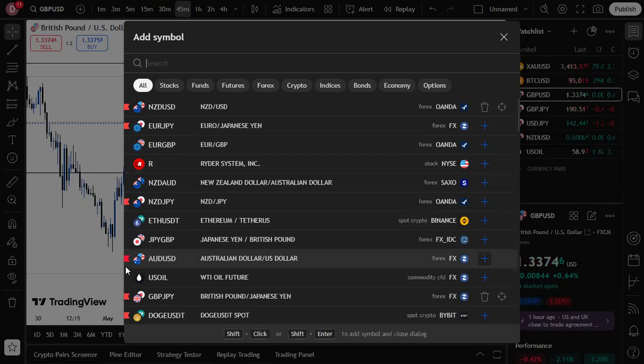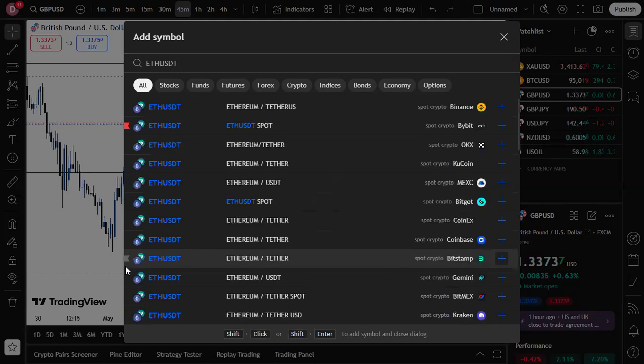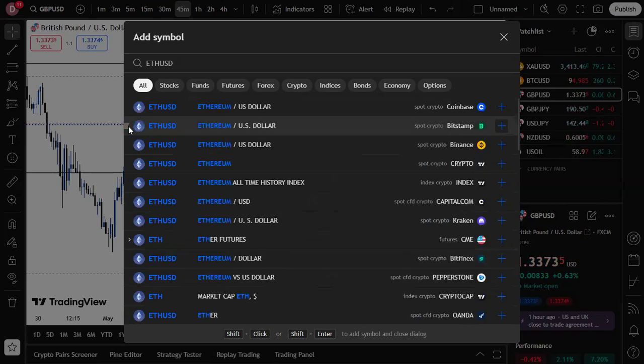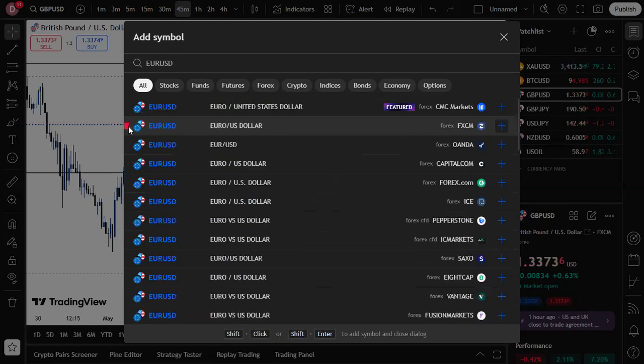So what you simply need to do is search. Let's give an example. Let's say we want to trade Ethereum USD, for instance, USDT, right? So let's say we want to trade Ethereum USDT. I also have it here. This is actually a cryptocurrency. Since it's currency we're taking, let's say USD, right? So all you need to do here is to click on this plus sign.